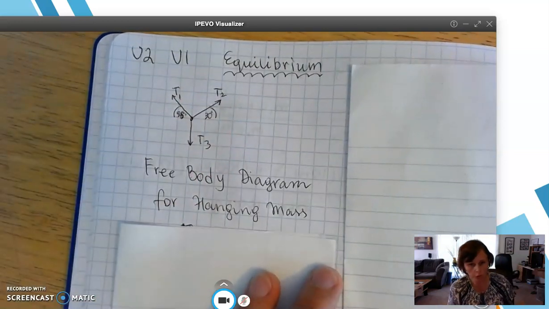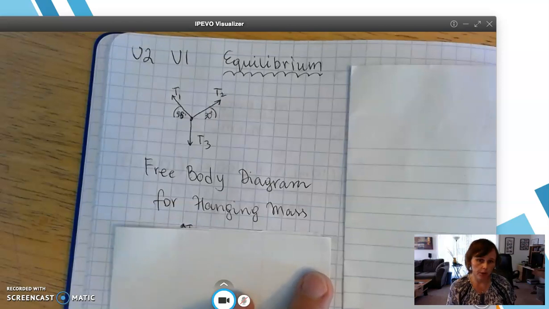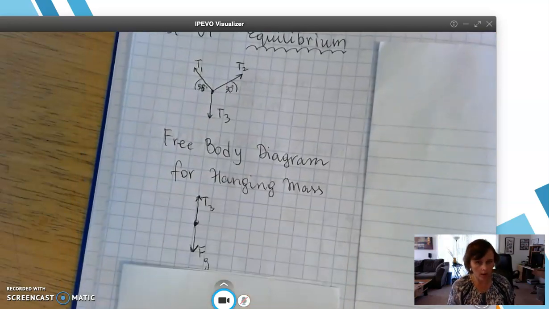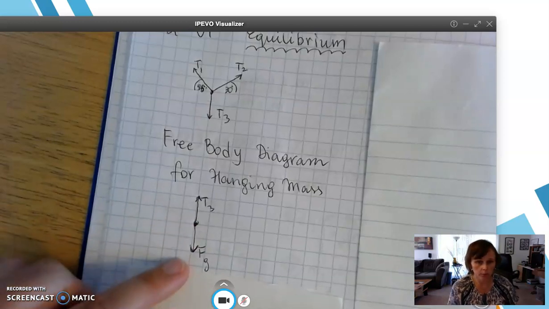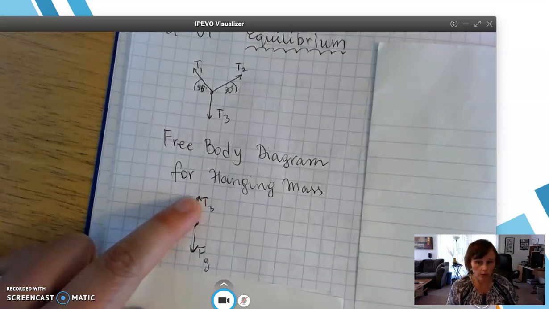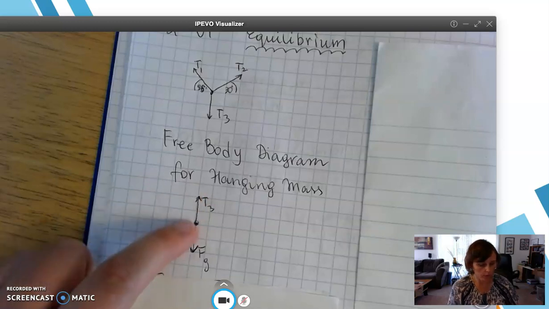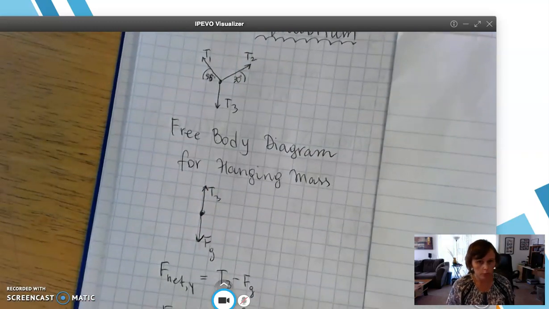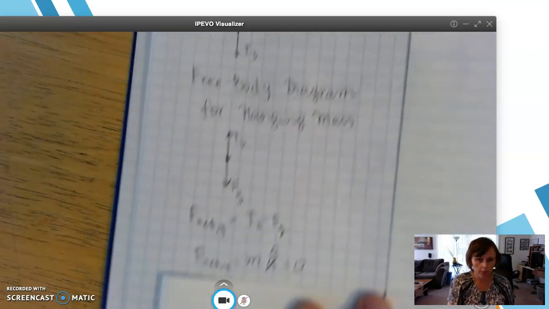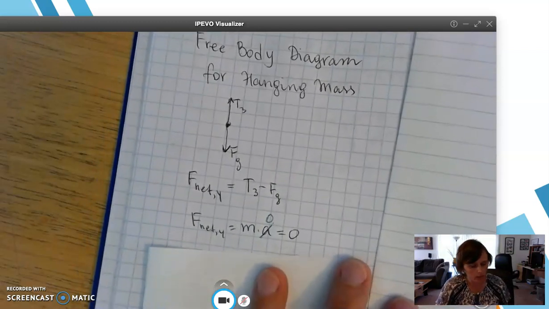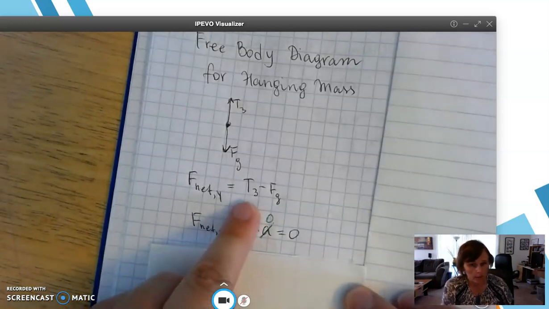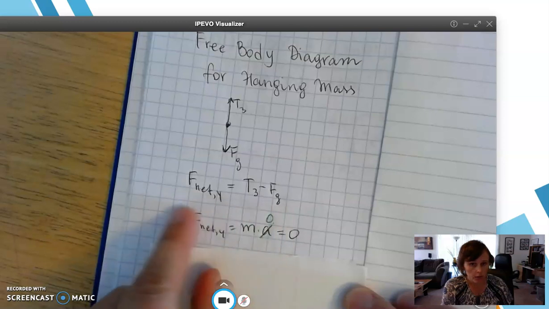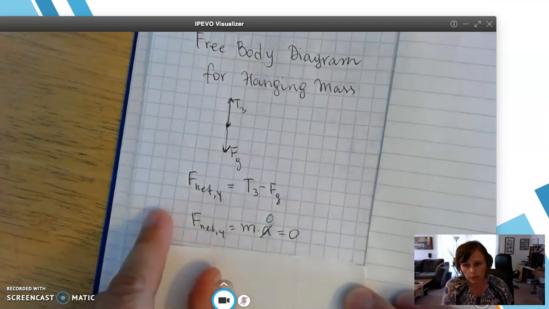So first we want to draw the free body diagram for the hanging mass. The hanging mass is going to have only 2 forces acting on it: the force of gravity and the tension T3 in the vertical rope. So we're going to follow our steps for solving problems like this. The net force in the y direction is going to be tension minus Fg, and we only have forces in the y direction, so we're not going to use the x direction in this case.